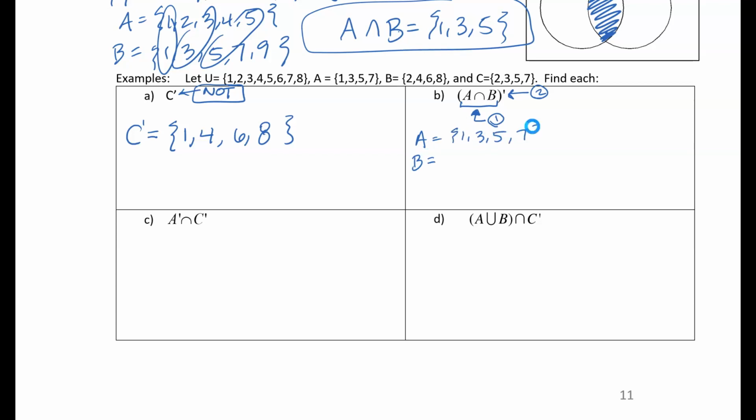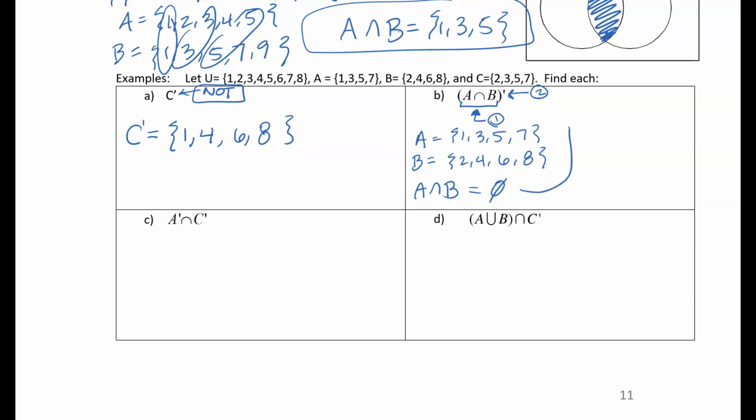And some people do not have to write this all down, but I do think it's helpful because it's really easy to make silly mistakes in these problems. And then ask yourself, what do these sets have in common? Well, they have nothing in common. So A intersect B, we're going to say is the empty set. They have nothing in common.